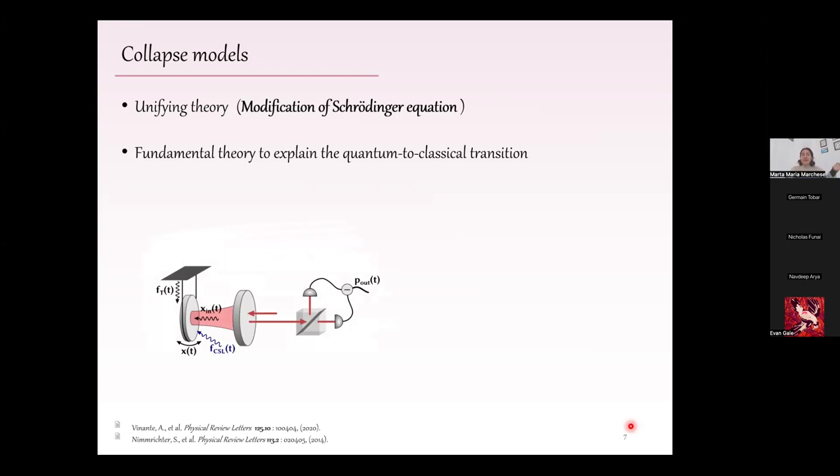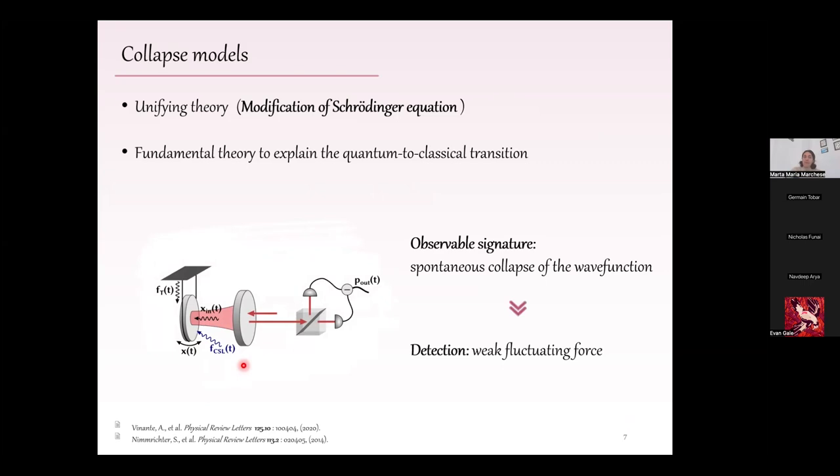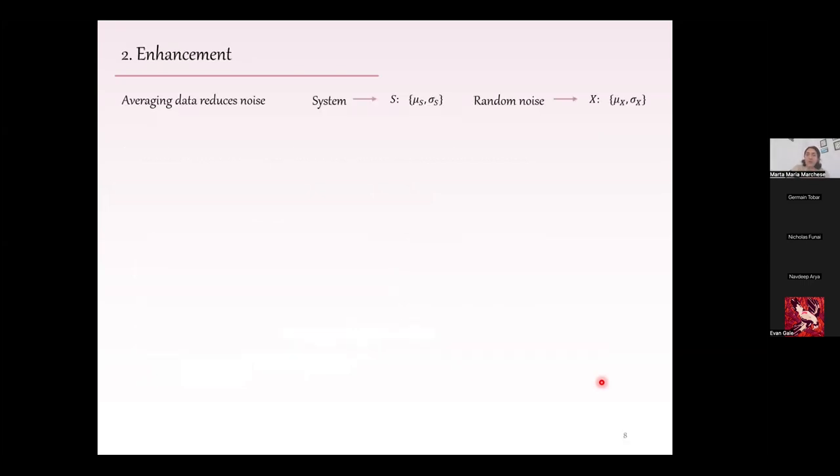So one way to test it is to use, again, an optomechanical system and to model the effect of collapse as an extra force affecting the mirror. Then the collapse of the wave function will cause extra decoherence, and you can aim to detect this force, which will also be weak and fluctuating. So these are three examples we thought could be useful to test in such a setup.